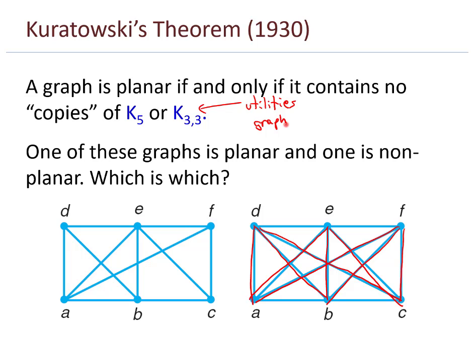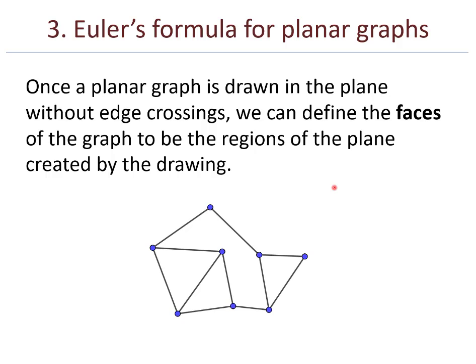Euler's formula for planar graphs. Once a planar graph is drawn in the plane without edge crossings, we can define the faces of the graph to be the regions of the plane created by the drawings. So which regions are created? Let's see, I can count them. 1, 2, 3, 4, and 5. Because the exterior outside of the graph, that's another region that has been defined relative to the graph. And so I'm going to say that this graph has 5 faces.